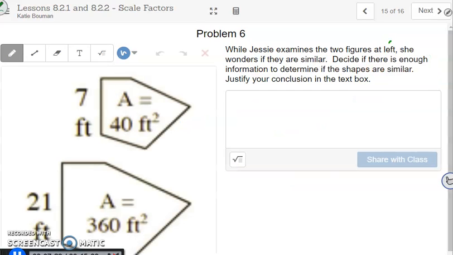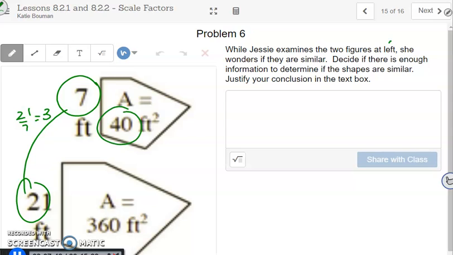So in this problem, the linear scale factor is 3. Take the bigger number divided by the smaller. So that means for the area scale factor, it should be 3 times 3 or 9. And if you take 360 divided by 40, you get 9. So it appears that, at least in terms of these two pieces of information, the scale factors match up in terms of the pattern discussed in the first 3 activities in this decimal sketch or problem.